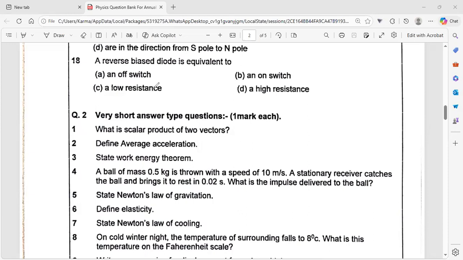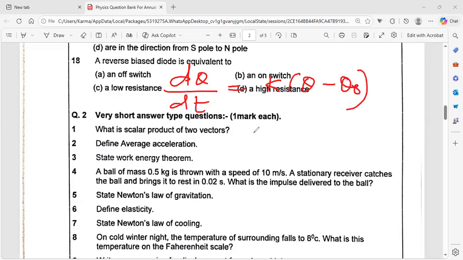What is Newton's law of cooling? It states that the rate of fall in temperature, d theta by dt, is directly proportional to the excess temperature of an object over the surrounding. The rate of fall in temperature of an object which is hotter than its surrounding is directly proportional to the excess temperature of the object over the surrounding.